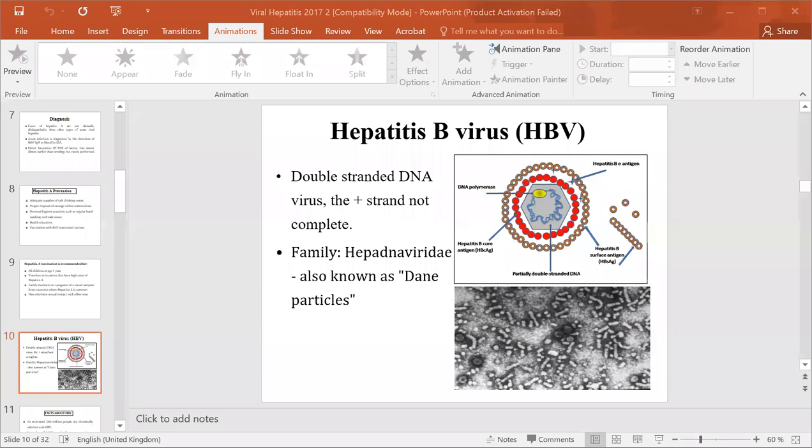For a virus to replicate, if it's a DNA virus and it wants to replicate in the nucleus of the host cell, it must have a fully double-stranded DNA. So the first thing that happens during the replication of hepatitis B virus in a hepatocyte is that it converts the single-strand DNA into double-strand. So that's the function of reverse transcriptase in the hepatitis B virus.